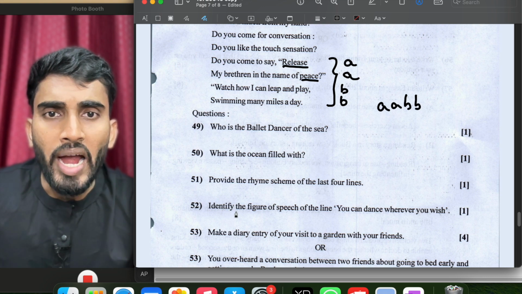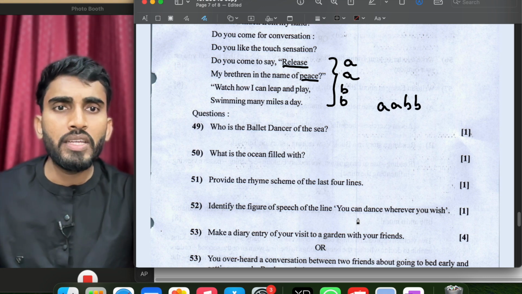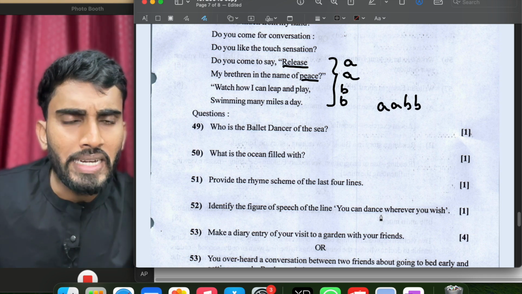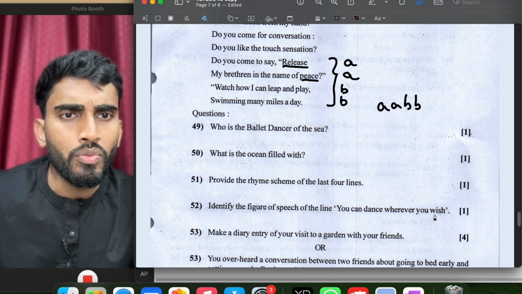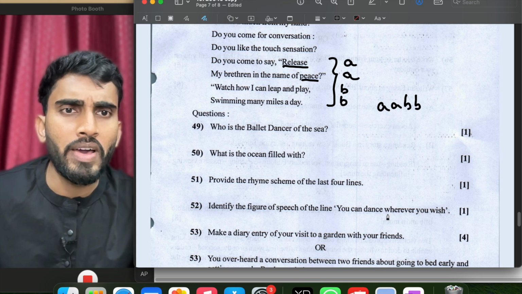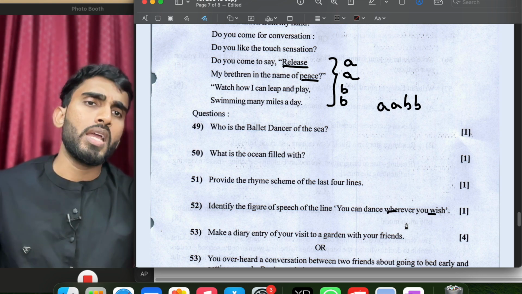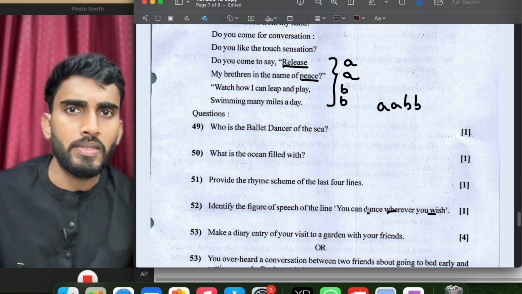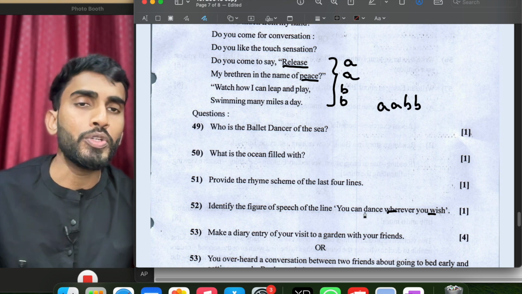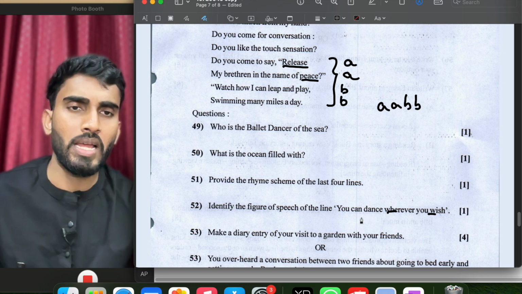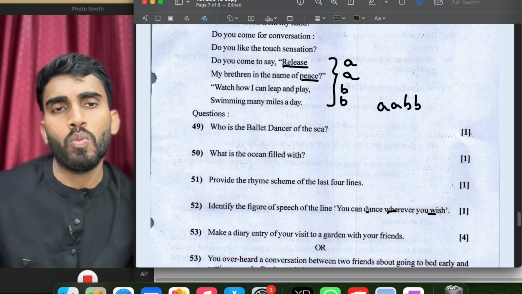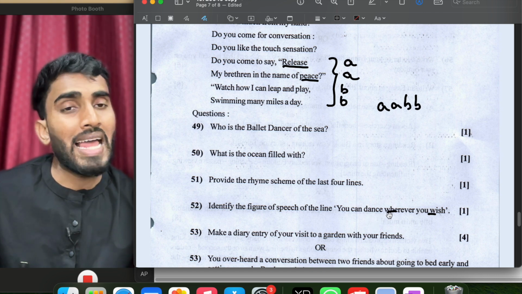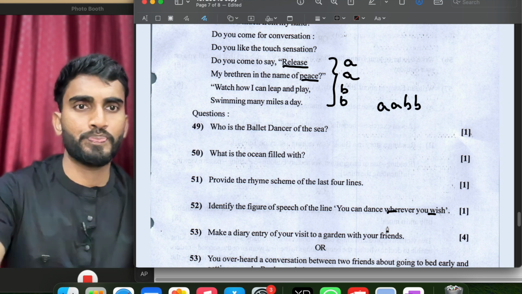Then identify the figure of speech of the line. You can dance whenever you wish. Figure of speech. You can dance whenever you wish. So here whenever and wish are starting with W, so it can be alliteration. You can dance. This is used for the dolphin, and that means a human being's quality is given to the dolphin, so that's why it is personification too. So you can write alliteration and personification both.